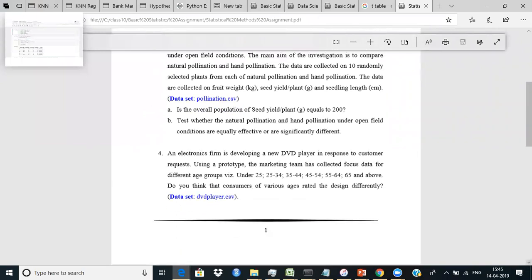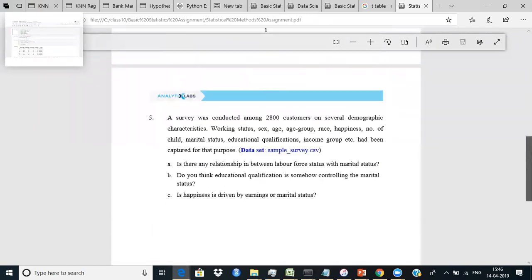Fourth. ANOVA test. Sorry, ANOVA test. ANOVA, right? Because you have multiple segments that you want to test whether their means are equal or not. Fifth one.